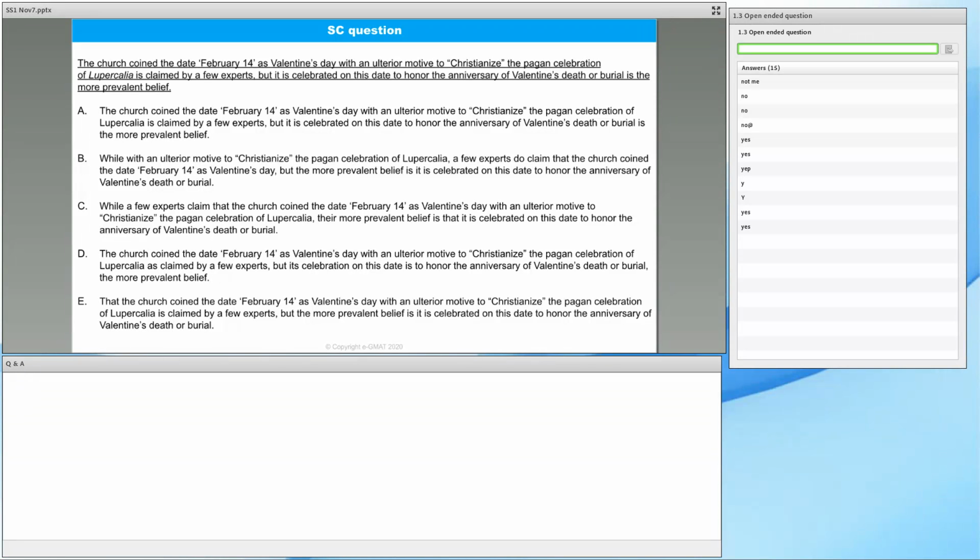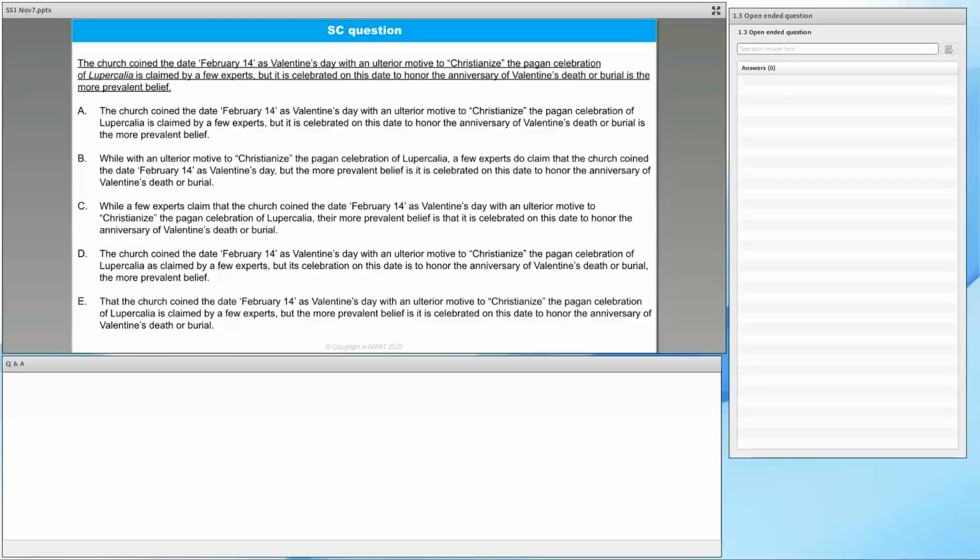Which choice do you think is the correct answer? Again, now that you know how others have polled. Okay, D, C, C, okay.